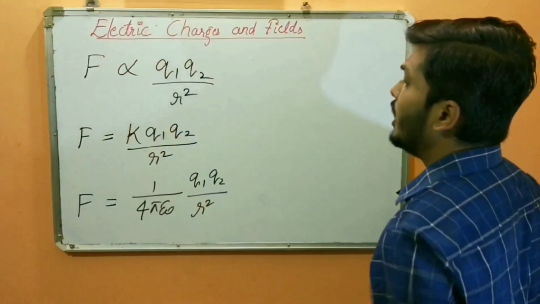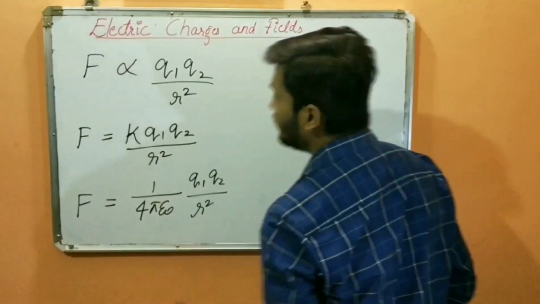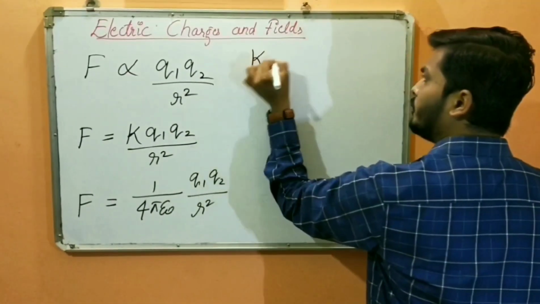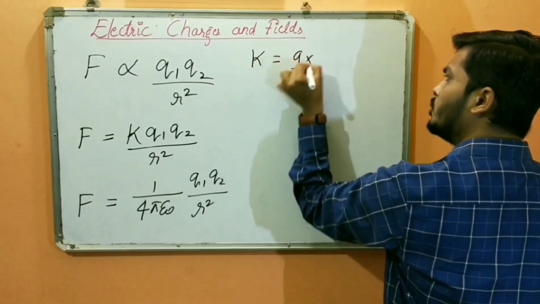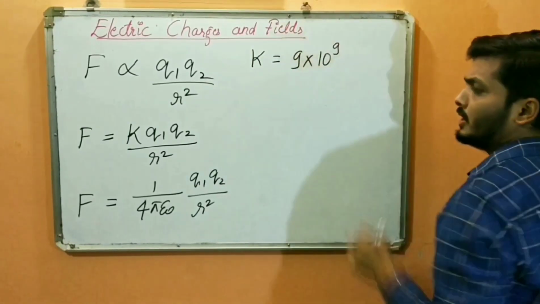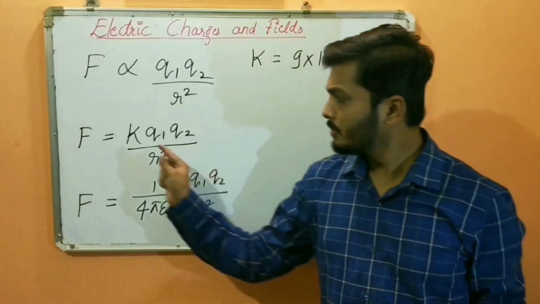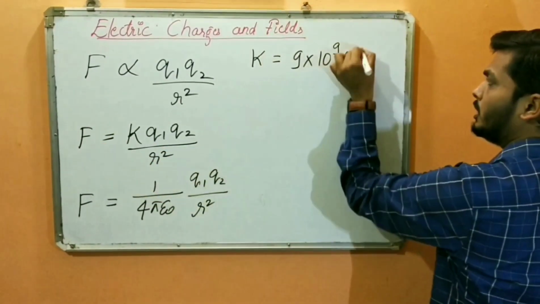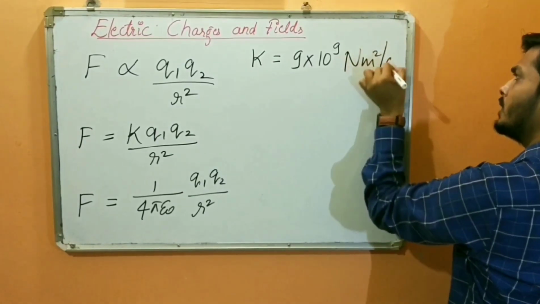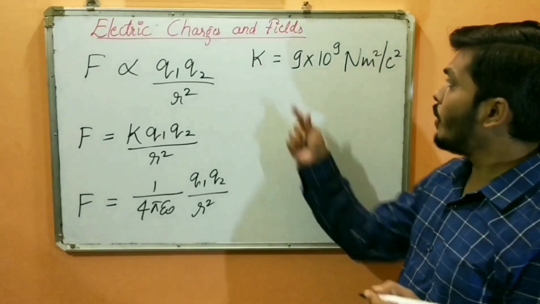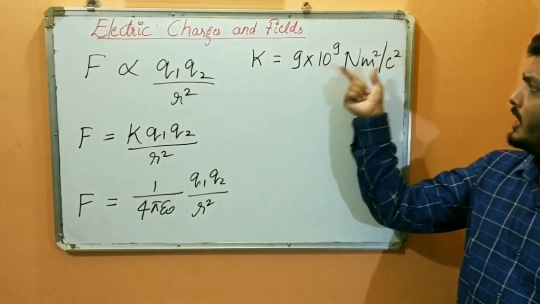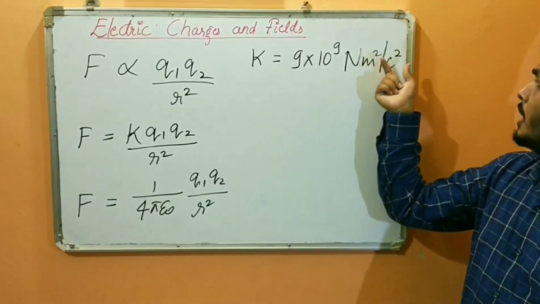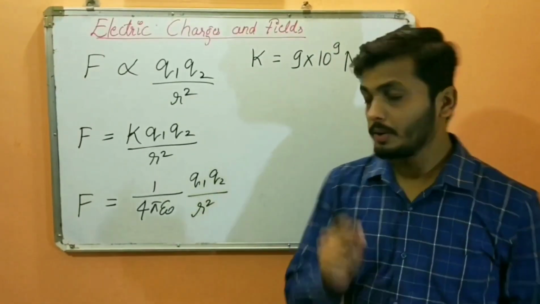Now, this value of K is found to be 9 into 10 to the power 9. Put the SI unit for this. Force will be Newton, so the unit of K is Newton meter square per Coulomb square. So value of K is found to be 9 into 10 to the power 9 Newton meter square per Coulomb square.